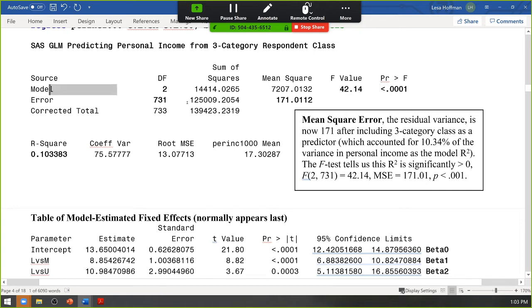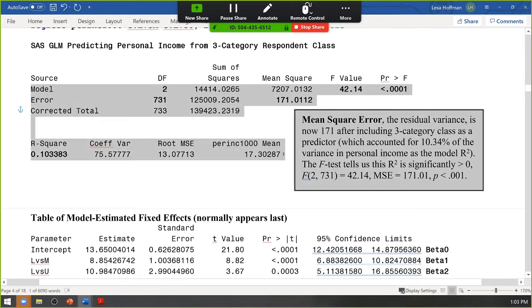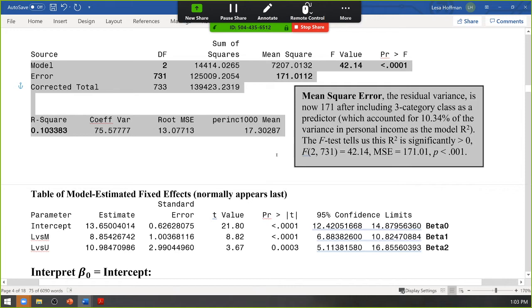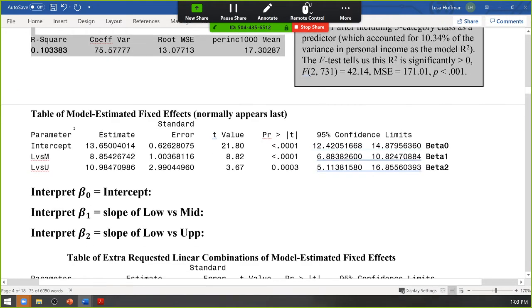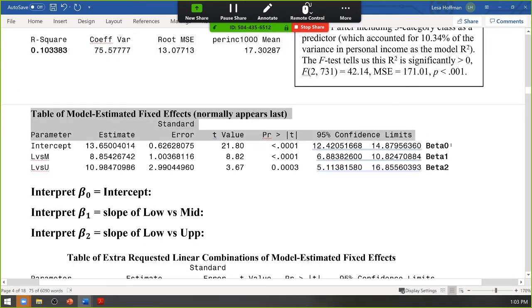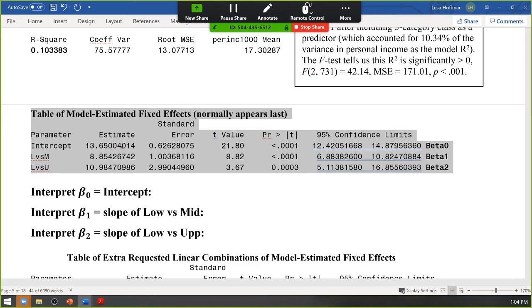So this stuff right here, this is all about the model. Then we get down here to the fixed effects. These are the values that the betas then take on in the model. You mean each person or each slope? T-test. Each individual slope. Thank you.